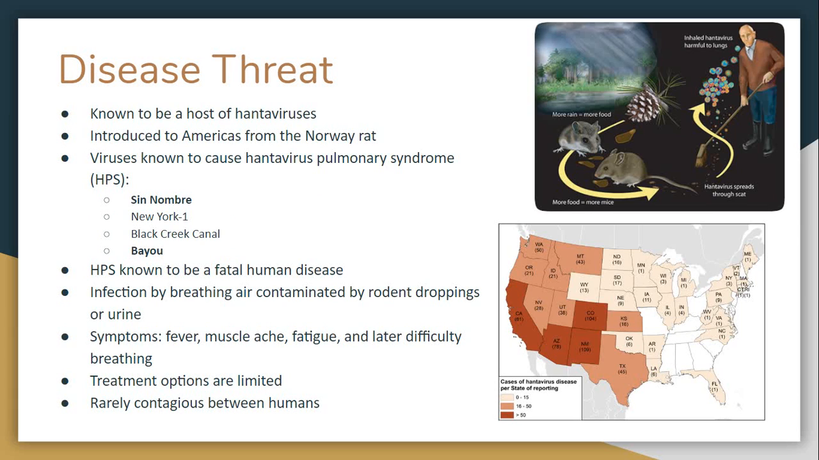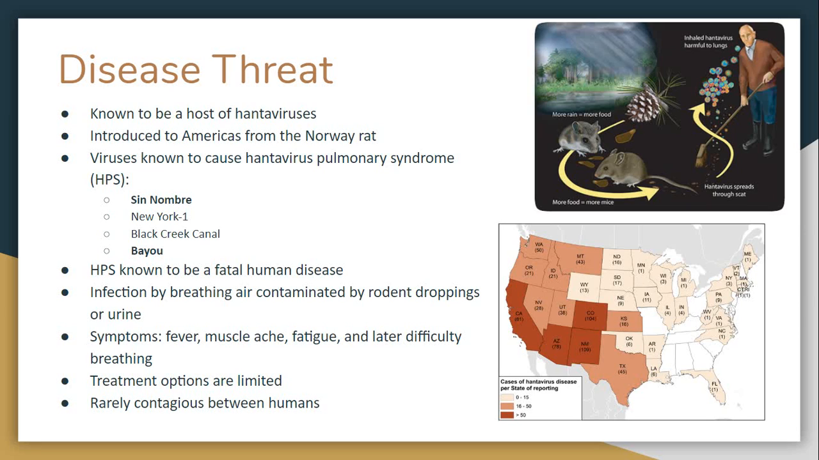There is a disease threat of eastern wood rats. They are known to carry a host of hantaviruses. Hantaviruses were introduced to the Americas from the Norway rat, and these viruses are known to cause hantavirus pulmonary syndrome, or HPS.